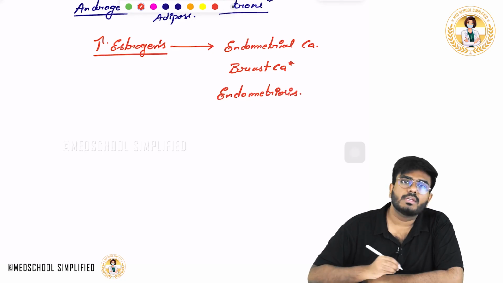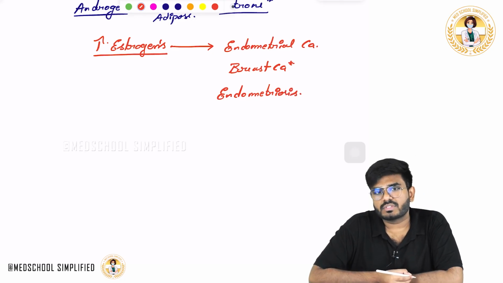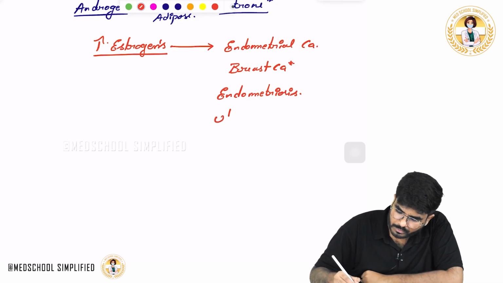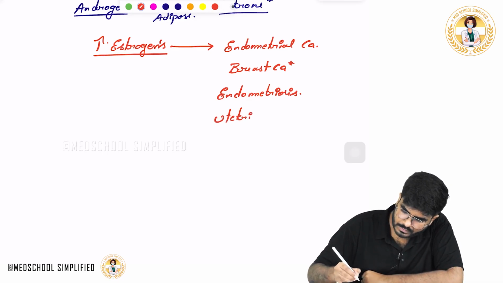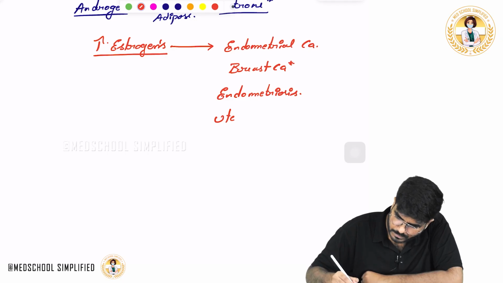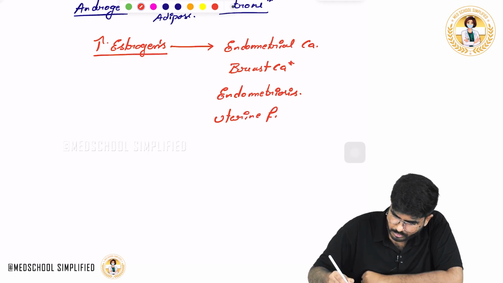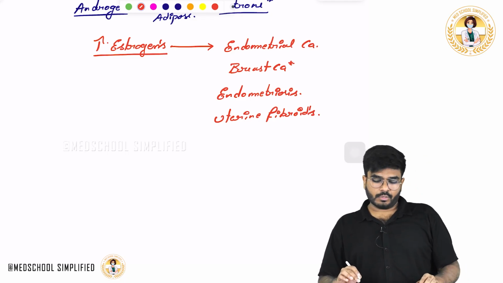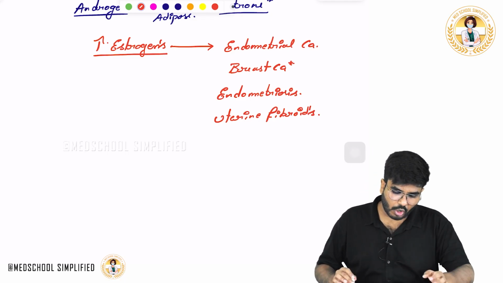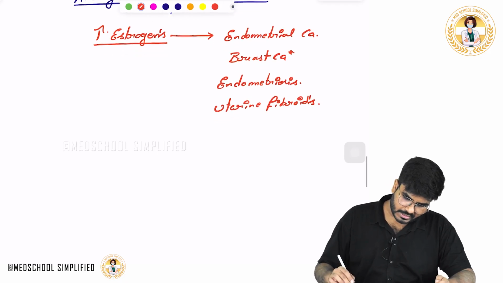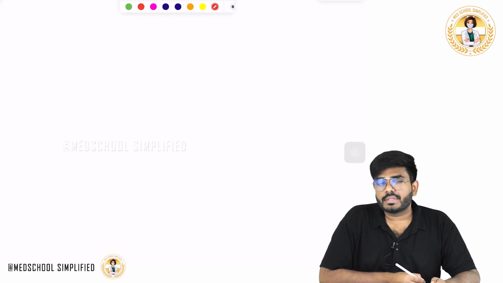Okay, endometriosis means growth of endometrium outside the uterine cavity, and uterine fibroids. Right? So, increased estrogens increases the risk of all these conditions. Next, what about the hormone levels during the menopause?